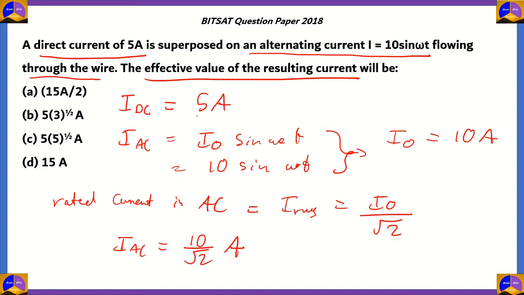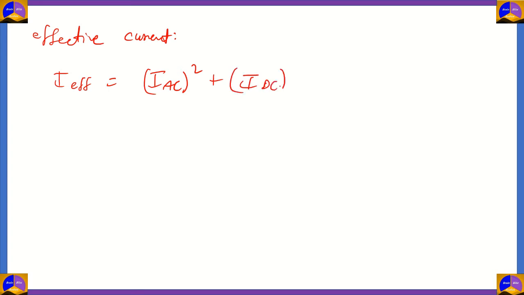So now we know that the direct current is 5 amperes and the alternating current that is rated, so that means the RMS current passing through the AC circuit is 10 by root 2 amperes. So now we need to find out the effective current. So effective current, I effective, is the sum of the squares of I_AC and I_DC put under a square root. So that means it will be (I_AC the whole squared plus I_DC the whole squared) whole under root.